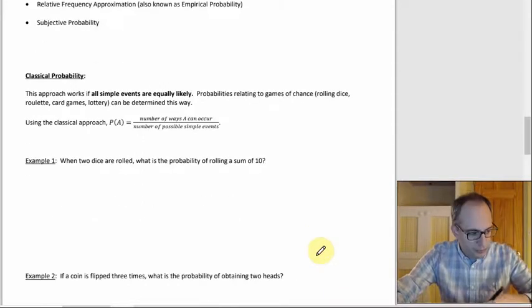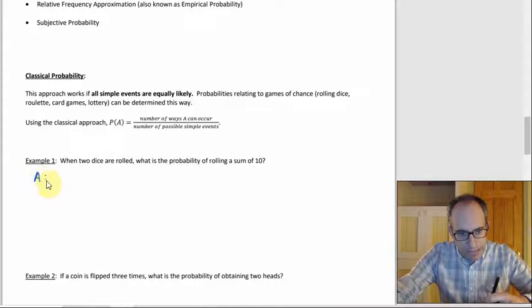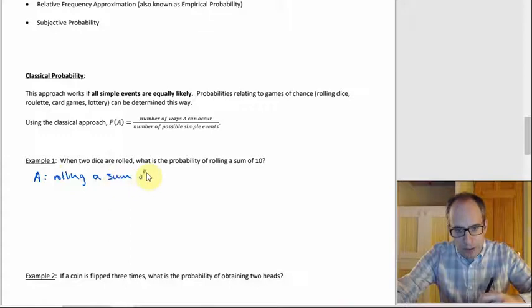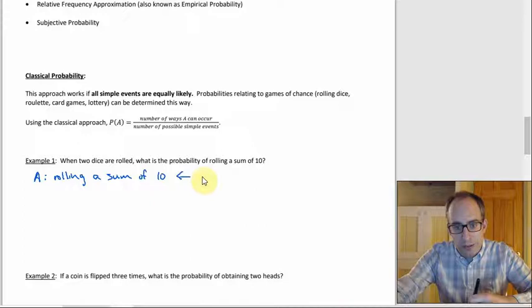So we said that event A, if that's rolling a sum of 10, can occur 3 ways, right? So we already have this down from before.